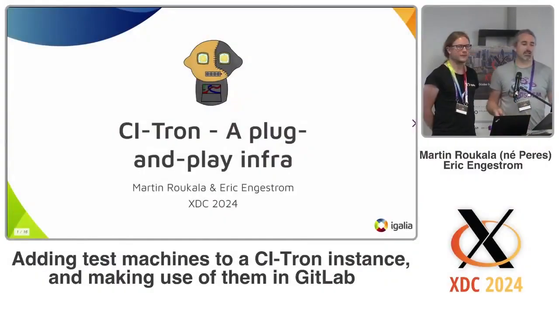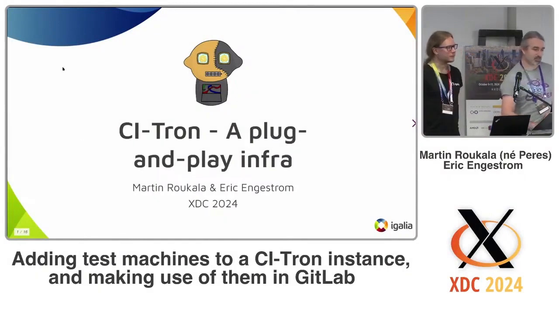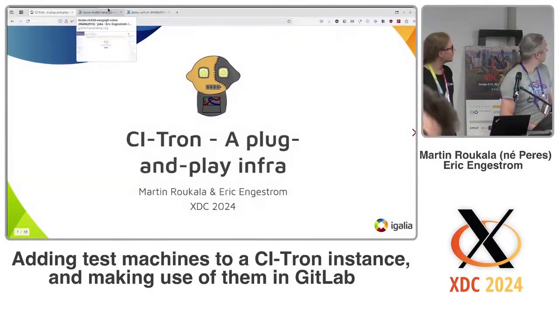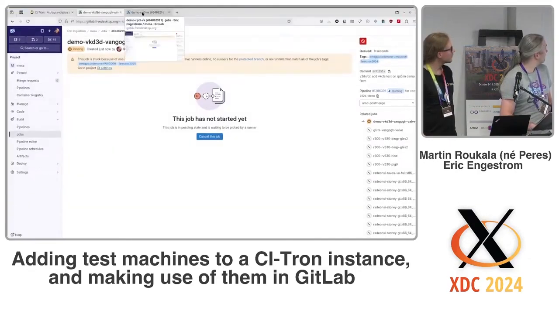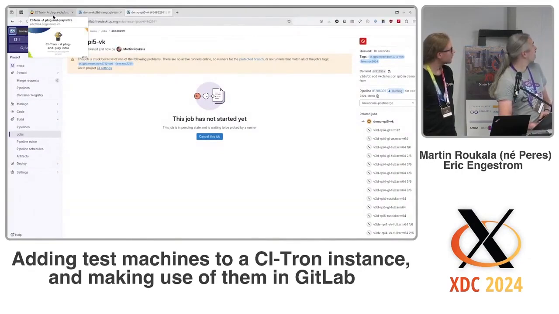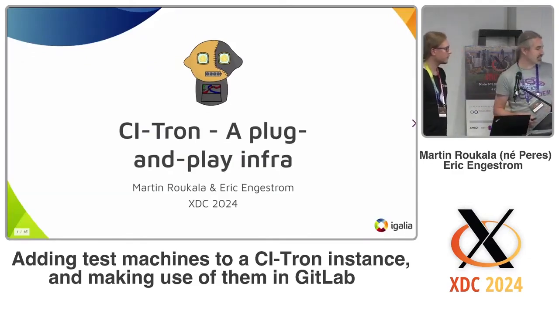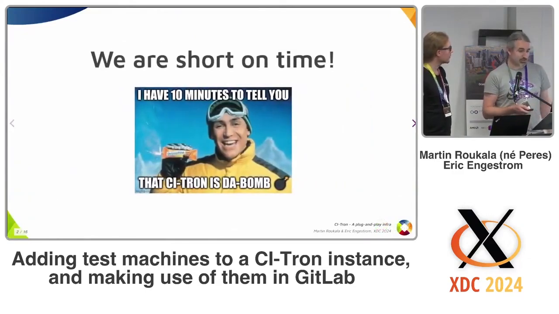Hey, so we are Eric and Martin, and we have a couple of jobs in GitLab that we need to run. Up here and there. And as you can see, they are stuck. They are waiting on a DUT that just doesn't exist, a test machine that doesn't exist yet. They are here, and let's get started because, well, we need to run these jobs.